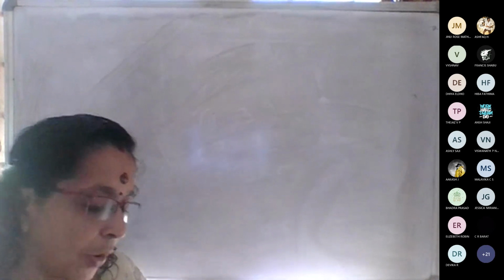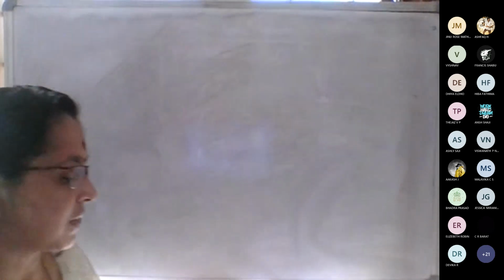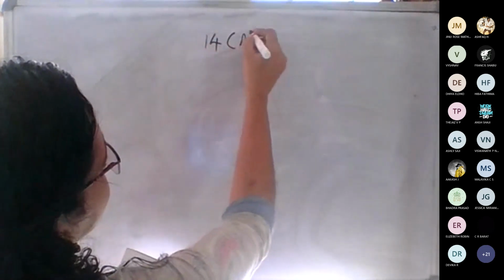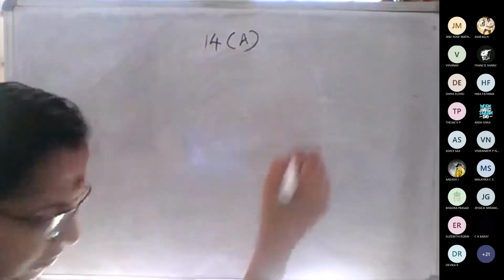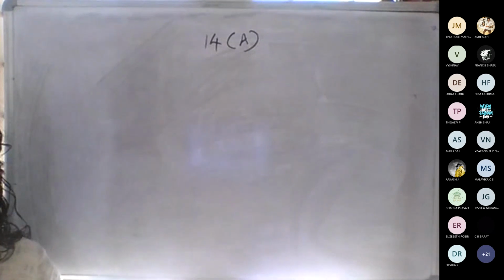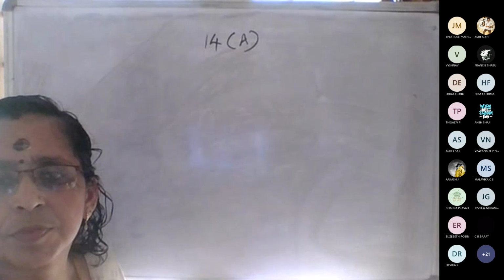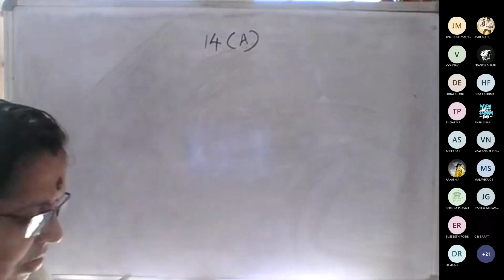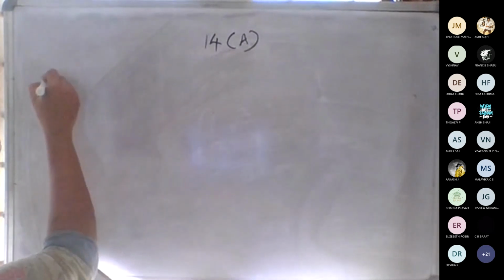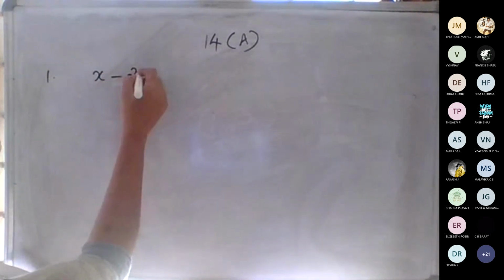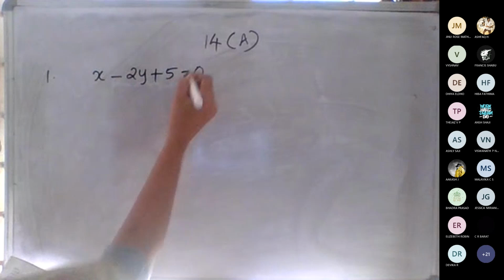Find which of the following points lie on the line x minus 2y plus 5 is equal to 0.